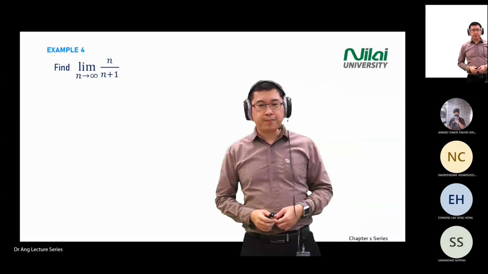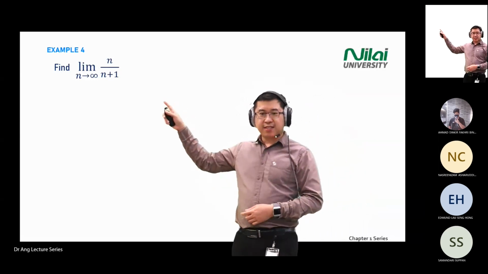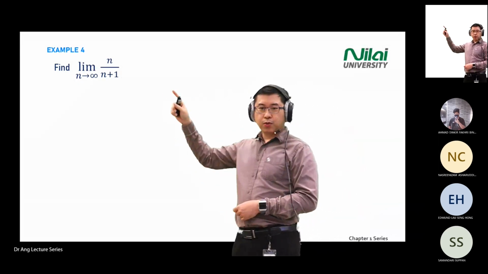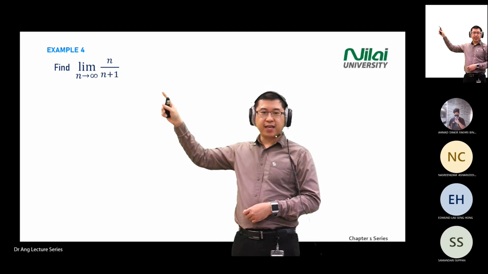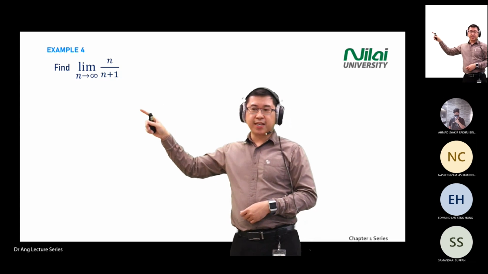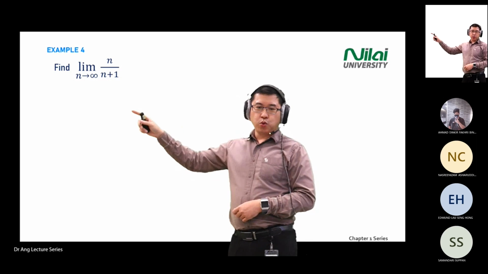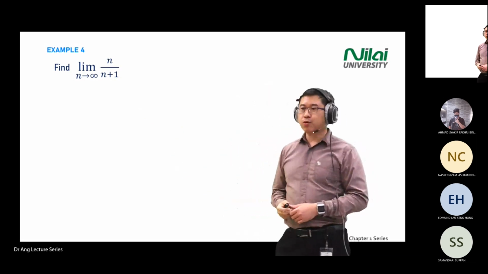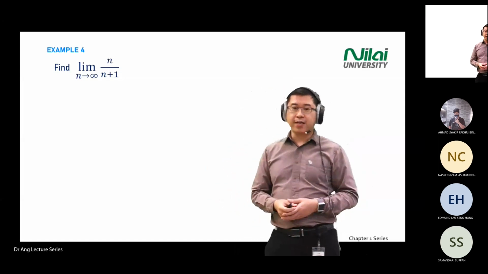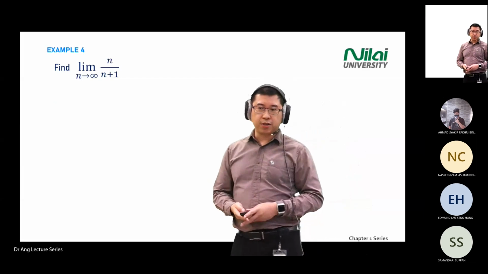Let's look at this example. Now, find the value of this sequence. You are given one formula, n divided by n plus 1, and you take the limit as n goes to infinity. So how do you solve this question? This will be a short question, and it can appear in your test 1 and even your final exam. So how do you answer this kind of question?